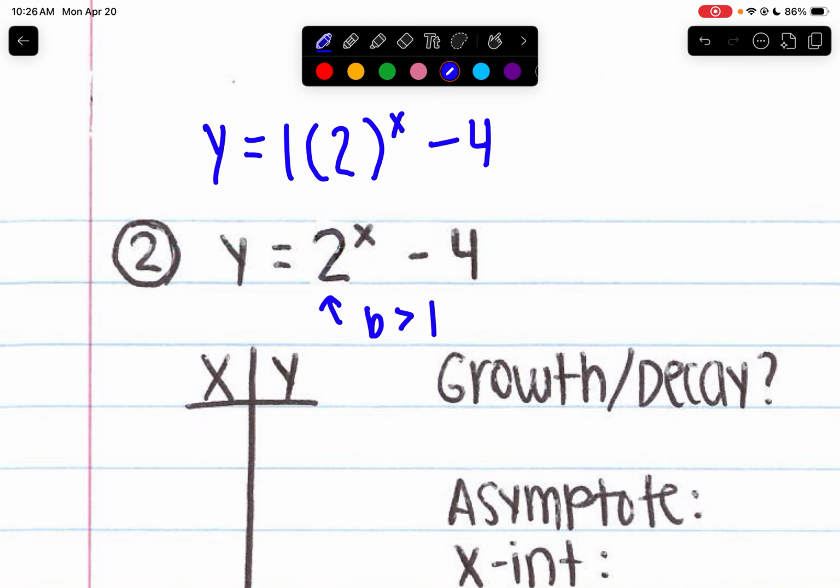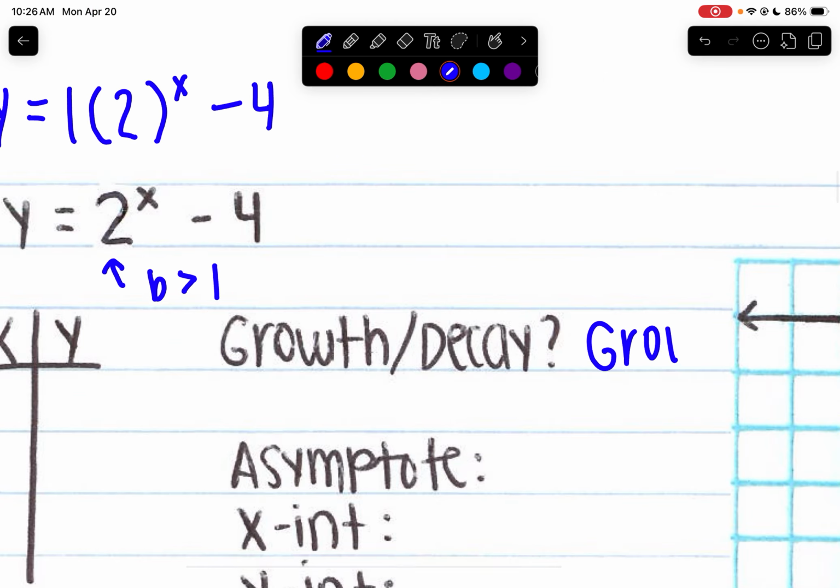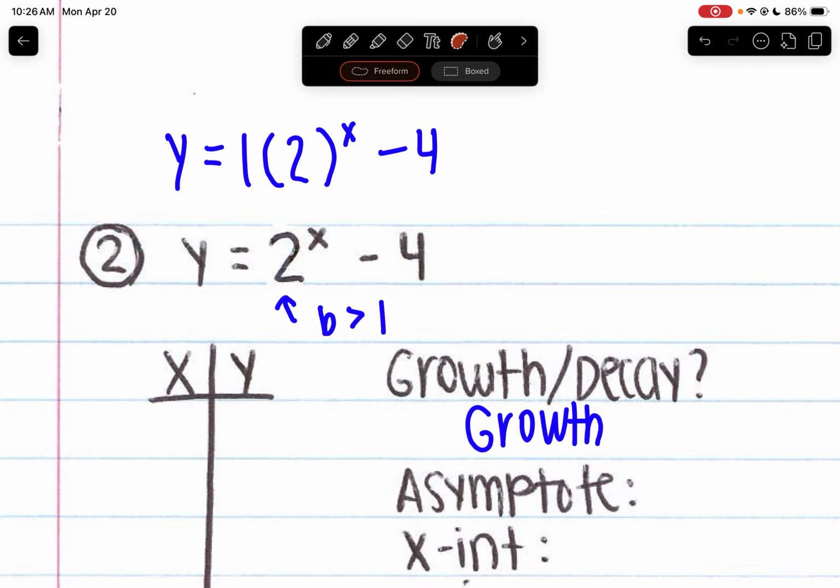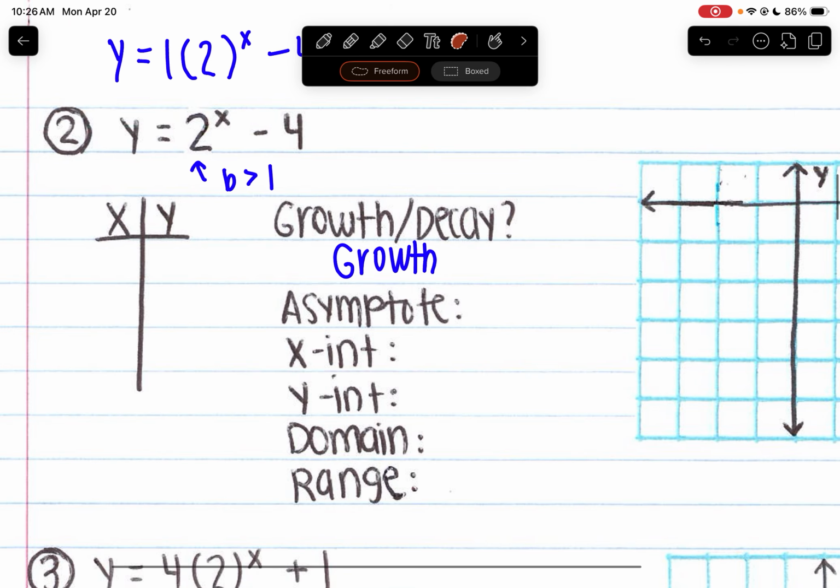And that is greater than 1. And for that reason, I know this is a growth. Now, because there is no 1, we don't really need that 1 in the front. That's why there's no parentheses around that 2, because it's just kind of unnecessary. All right, so I'm going to do the same thing.